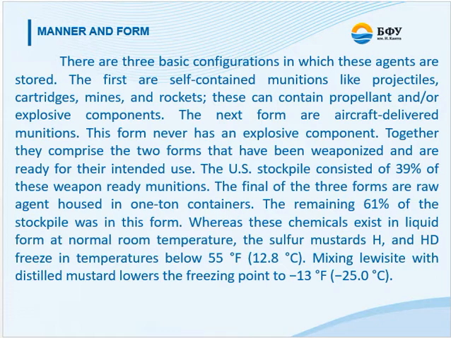The US stockpile consisted of 39% of this weapon-ready munition. The final of the three forms is all agent housed in one-ton containers. The remaining 61% of the stockpile is in this form.